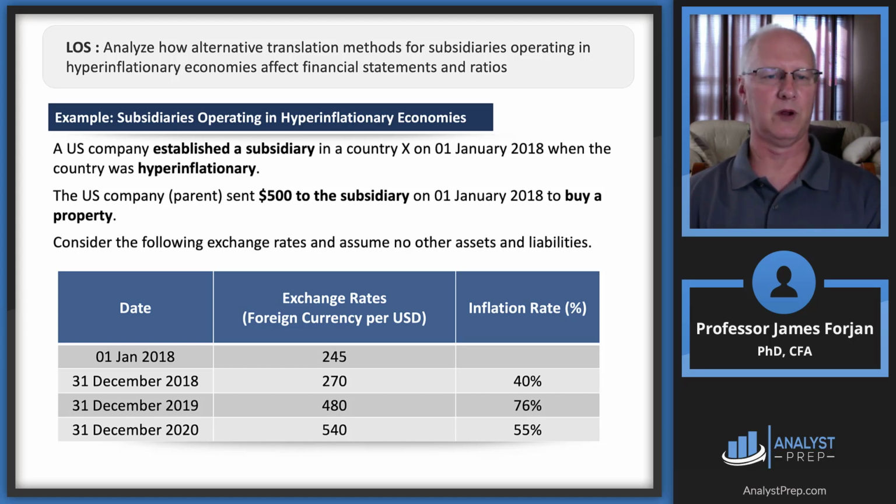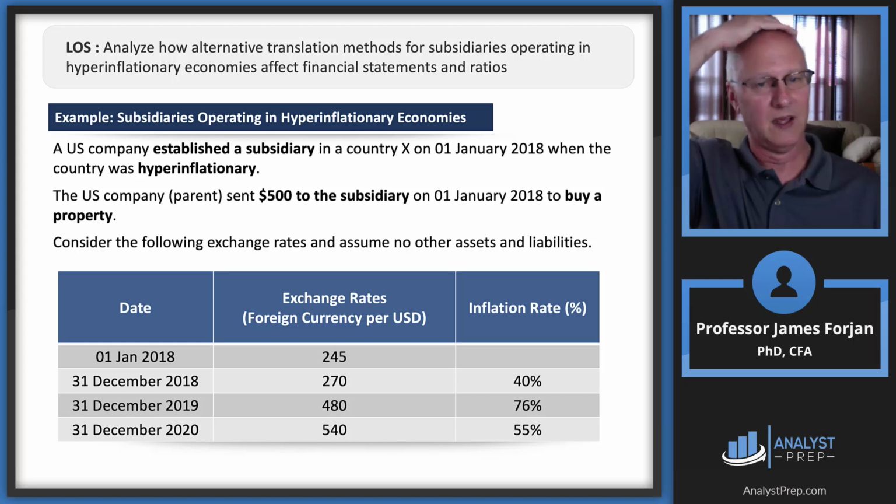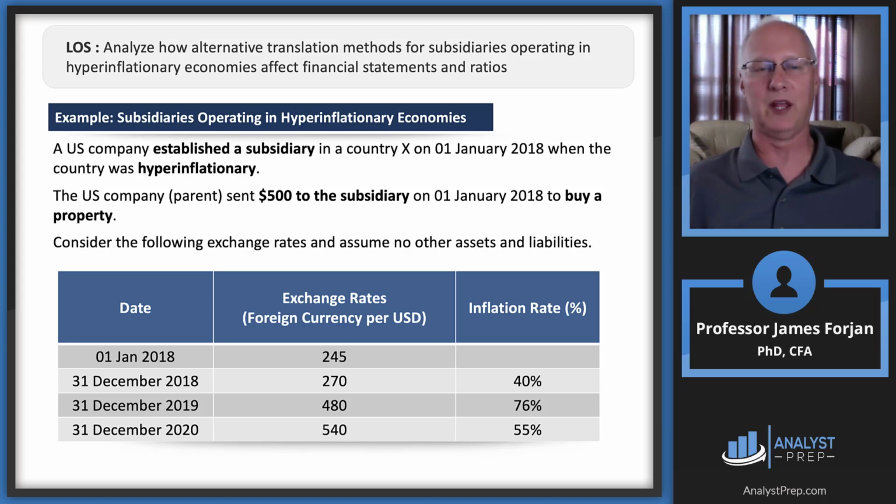All right, so notice we've got January 1st, and then we have year ends, December of 2018, 2019, and 2020. There are the exchange rates, so that's 245 foreign currency units per US dollar, and there's the inflation rate. If you just look at 40 and 76 and 55, you might think, wait a minute, that's not 100%. But these are annual rates, and if you compound them out, they're way above 100%. I can't imagine the Institute would give you something in which it turns out to be 95% over 3 years, and you'd have to scratch your head and say, okay, is that hyperinflationary? Surely 95% sounds hyperinflationary to me, but then again, I'm not an accountant.